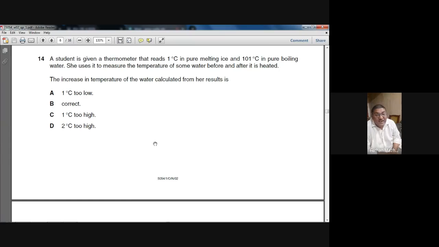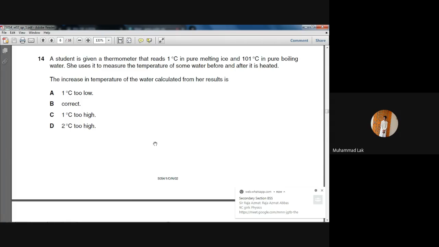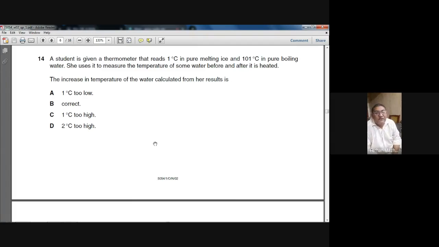You see, the change in the temperature is not affected by the zero error. If you calculate the change in the temperature, the zero error will have no effect on it. So the increase in the temperature is not influenced by the zero error in the instrument. So what will be the choice? B part, correct. B is the right choice. Question 14, B is the right choice.